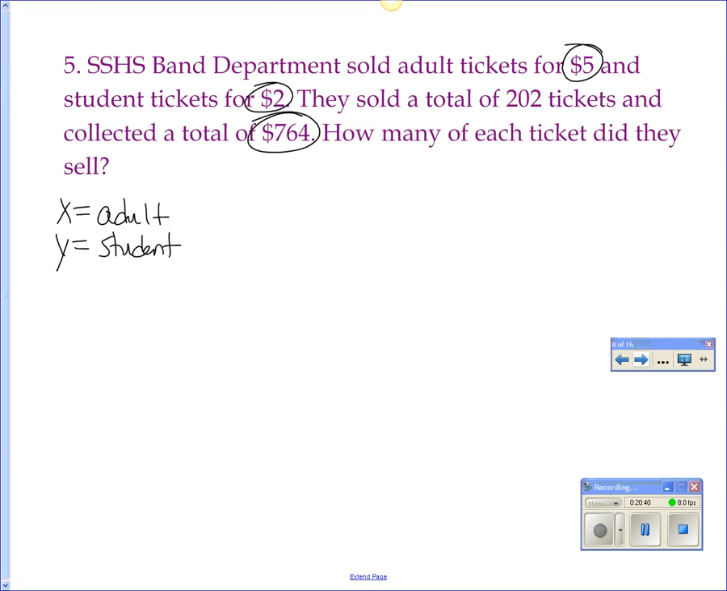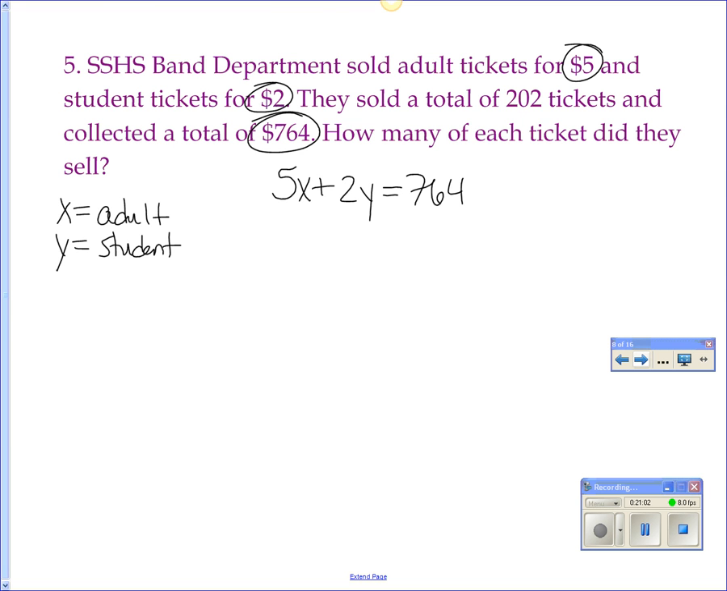So 5 is for adult. What letter do we say adult was? X. So it's 5x plus 2 is for student, so that's 2y. And how much total money do I have? 764. So all the money numbers have to go in one equation.